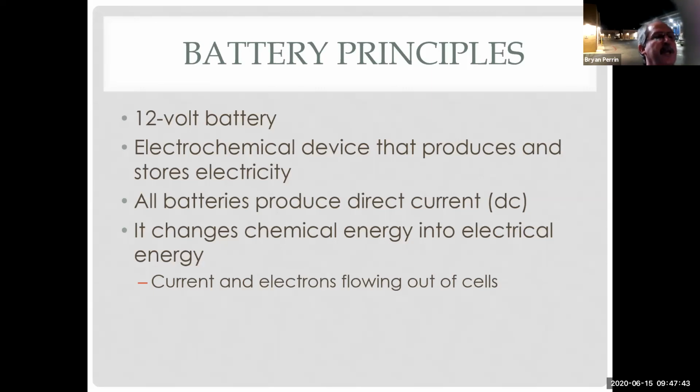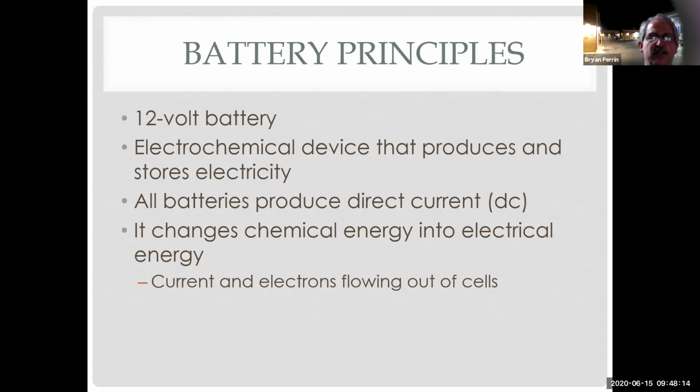So it changes chemical energy into electrical energy, current and electrons flowing out of the cells. I do not go too far into the chemical energy, the chemical process, and the reason is I just don't care that much. If a battery's good, it's good. If it's bad, it's bad. Watching little electron fish go back and forth and all that really doesn't help me determine whether it's good or bad. And I know the book spends some time on this, and that's fine.